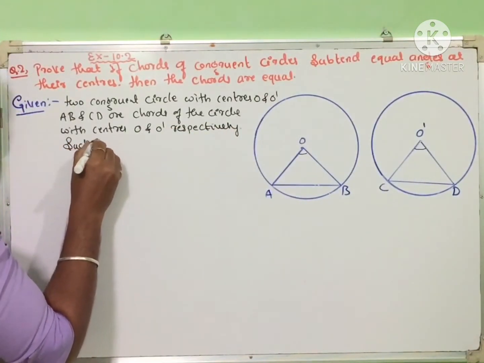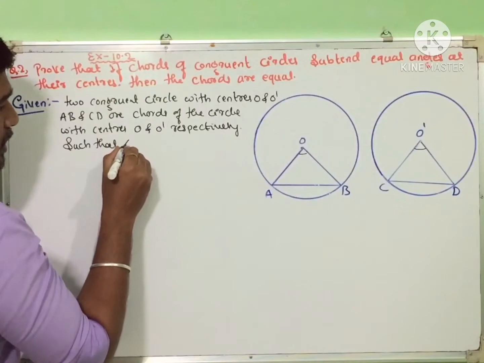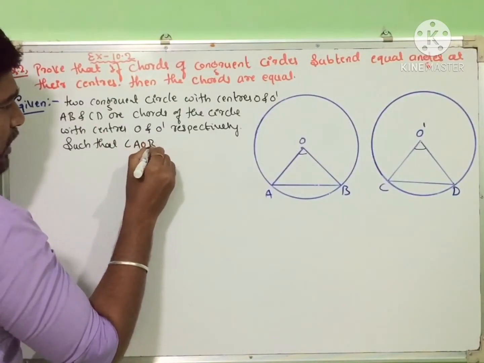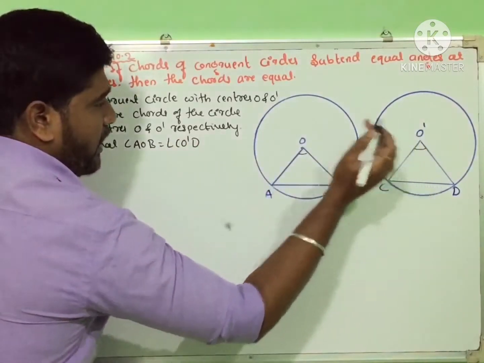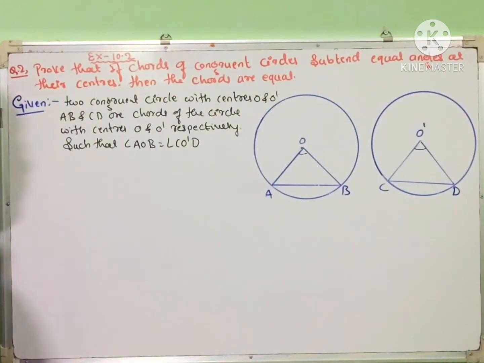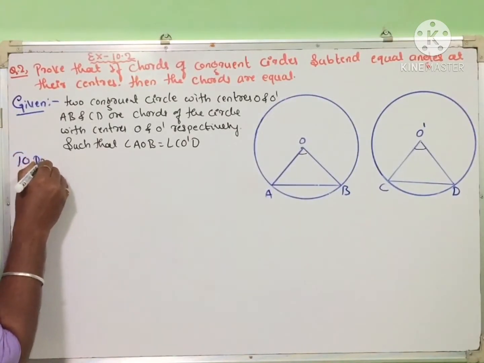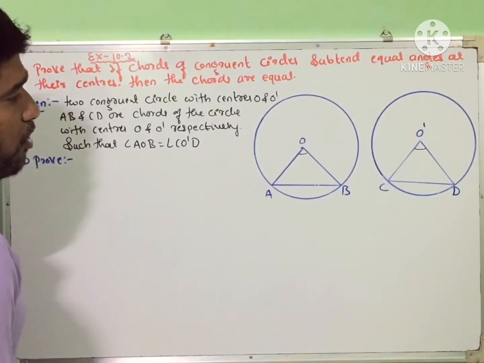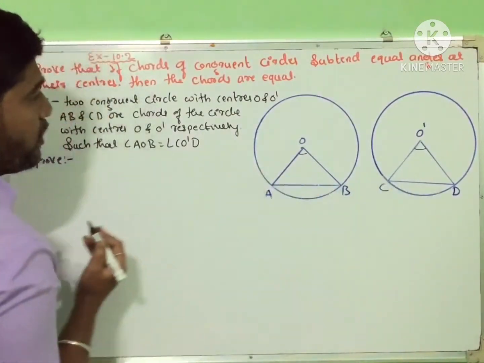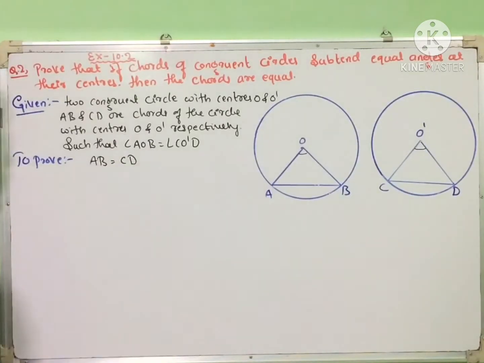Such that also they given here subtended angles are equal. The angle AOB is equal to angle CO dash D. These two subtended angles are equal, right? This much they given. So here we want to prove the chords are equal. To prove: what we want to prove here, the chords are equal. AB is equal to CD. Then prove.